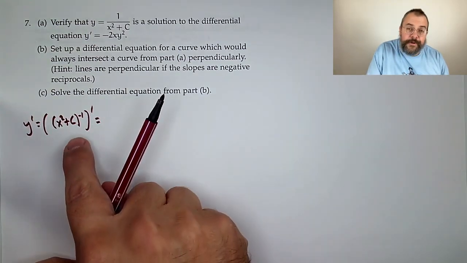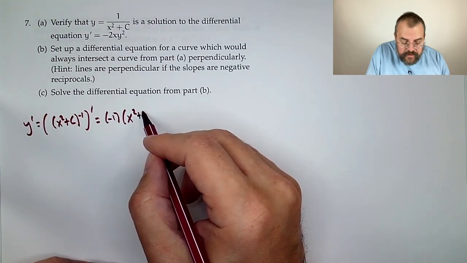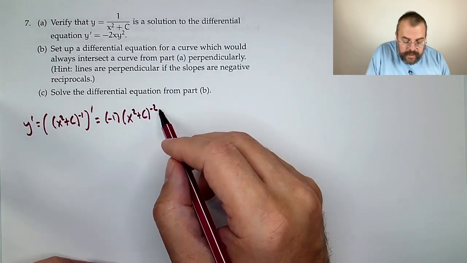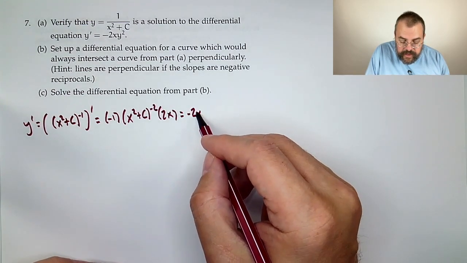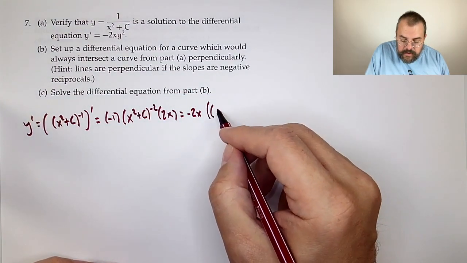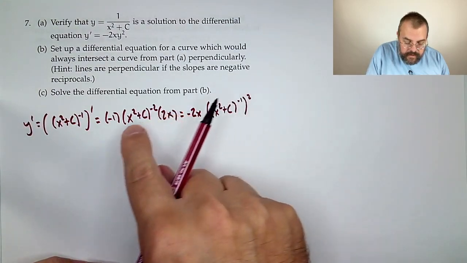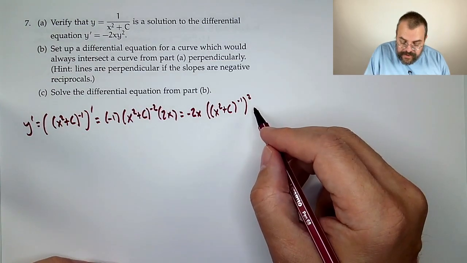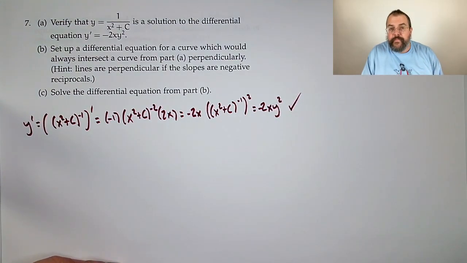So, okay, chain rule. Minus 1 comes down. x squared plus c to the minus 2 times the derivative of the inside, which is 2x. All right, so that's minus 2x. And here, this is x squared plus c to the, if you like, minus 1 squared. We say, well, wait, that's just y. So that's minus 2x y squared. Right? So y prime equals minus 2x y squared. Works out. Okay, so we're done.